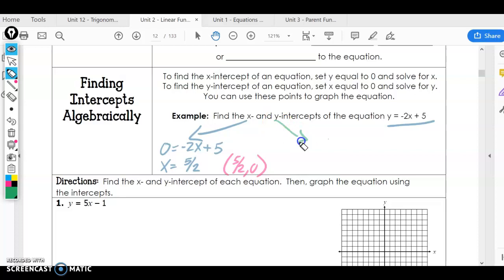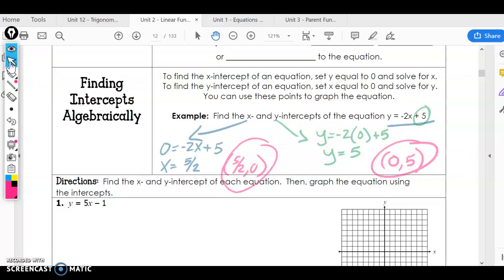And then the y-intercept is when you put a 0 in for the x coordinate. Solving for y, we get y to be 5. And of course, it's the same thing as the y-intercept in the slope-intercept form. And we write our answer as an ordered pair as 0, 5. These are your two intercepts. That's how you solve x and y intercepts algebraically.